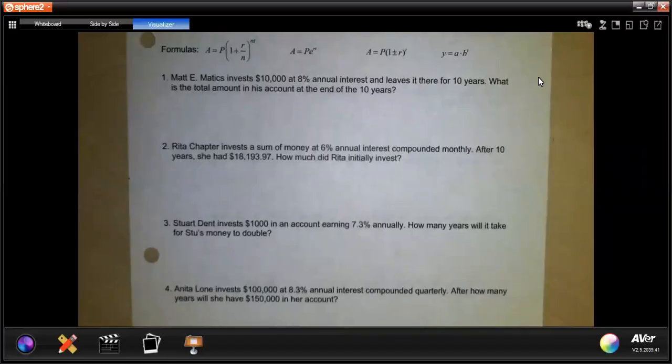We have wrapped up our exponential and log unit, and we're going to put it together with exponential and log application problems. So I'm going to run through some of these problems just to make sure that you're able to set them up as you go through solving.